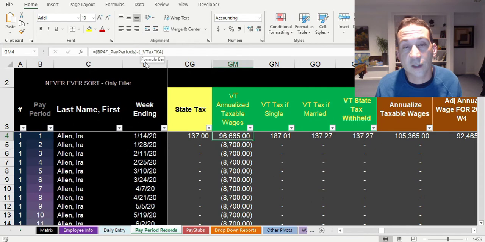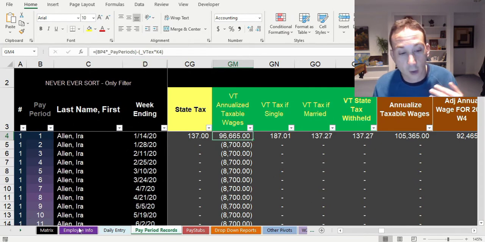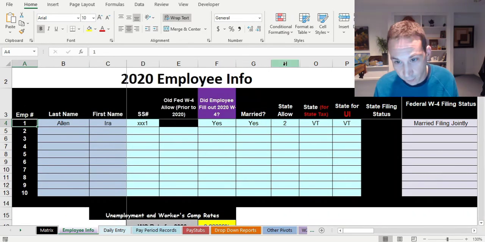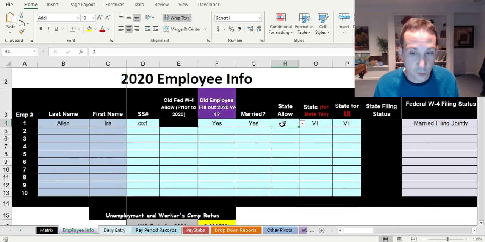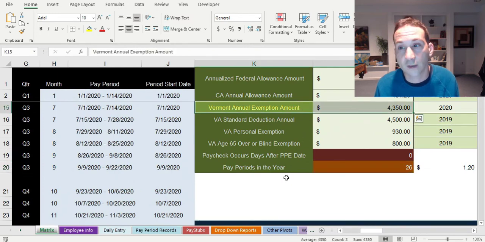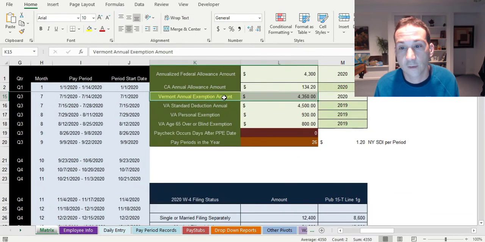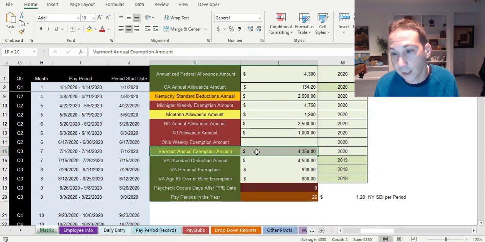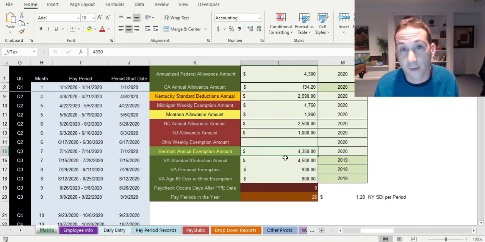Then it's going to subtract out the number of Vermont exemptions that the person's claimed. That's the state allowance column right here. This person has claimed 2 exemptions. So that 2 gets multiplied by the standard deduction amount for Vermont, which is right here, $4,350 for 2020. That's going to go up slightly in 2021. So in the new version, this will probably go up to like 4,400 or something like that.